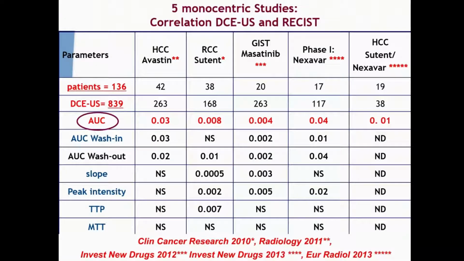So concerning the validation of biomarkers, we decided, according to the Oxford guidelines, to perform several studies with different types of tumors, so hepatocellular carcinoma, renal cell carcinoma, GIST or phase 1 studies, or also HCC, with different types of anti-angiogenic drugs. So this is bevacizumab, sunitinib, imatinib, sorafenib. And with 5 studies, including more than 136 patients, we evaluated the 7 parameters.